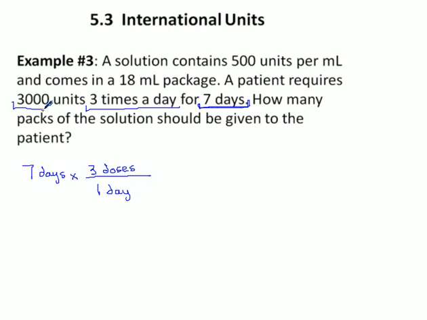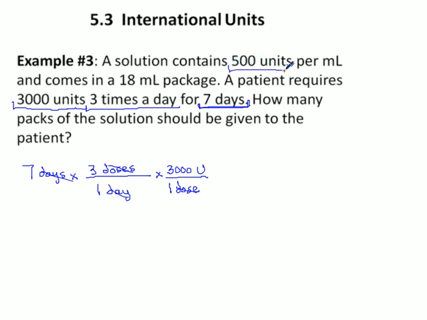Now, there are 3,000 units in a dose. 3,000 units in 1 dose. What we're setting up here is that the days cancel the days, the doses cancel the doses, and so on like that until we get to the end and only have 1 unit remaining.